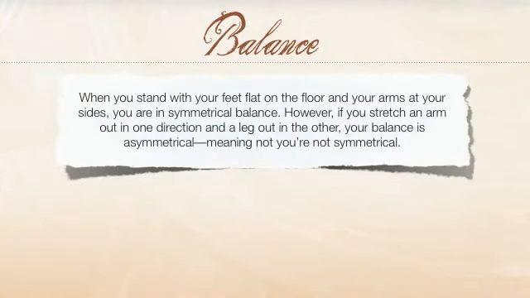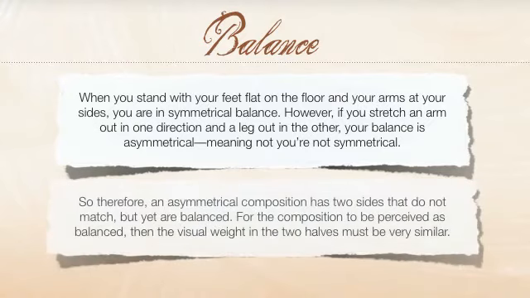When you stand with your feet flat on the floor and your arms at your sides, you are in symmetrical balance. However, if you stretch an arm out in one direction and a leg out in the other, your balance is asymmetrical, meaning you're not symmetrical. So therefore, an asymmetrical composition has 2 sides that do not match, but yet are balanced. For the composition to be perceived as balanced, the visual weight in the 2 halves must be similar.